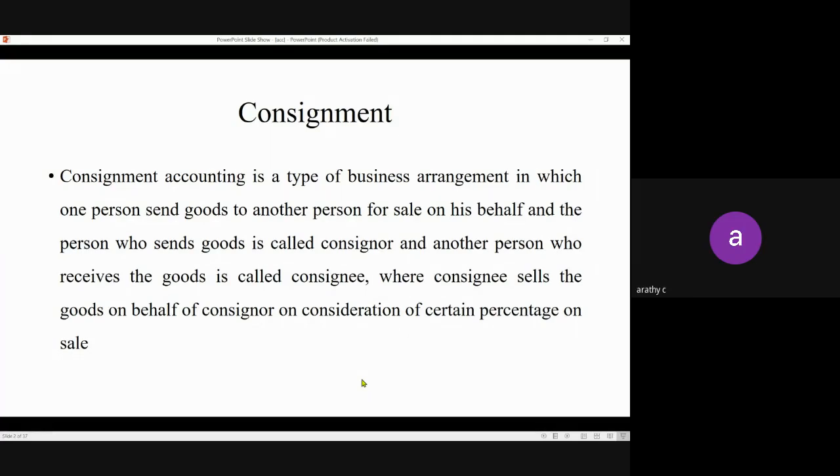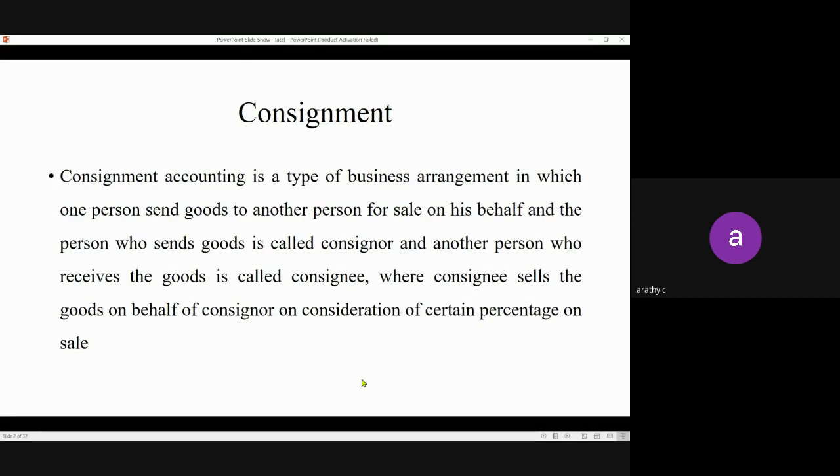The topics I will cover are consignment, joint venture, insurance claim, accounting for issue and reissue of shares, forfeiture of shares and accounting standards. So the first topic is consignment. You all know what consignment is.